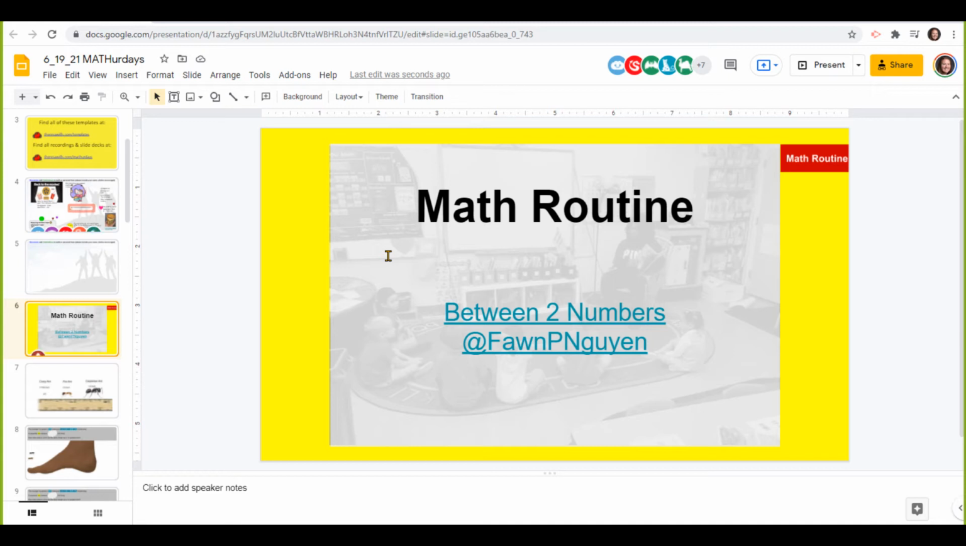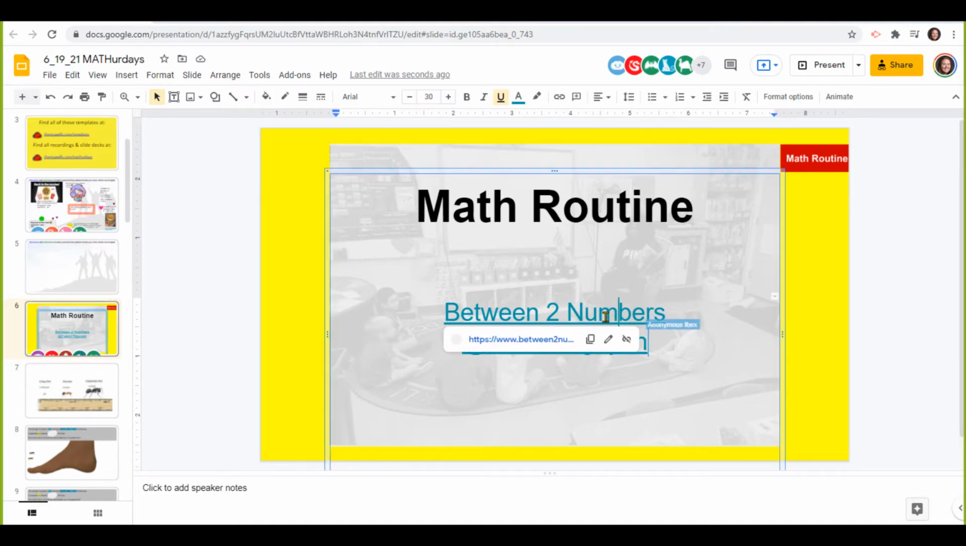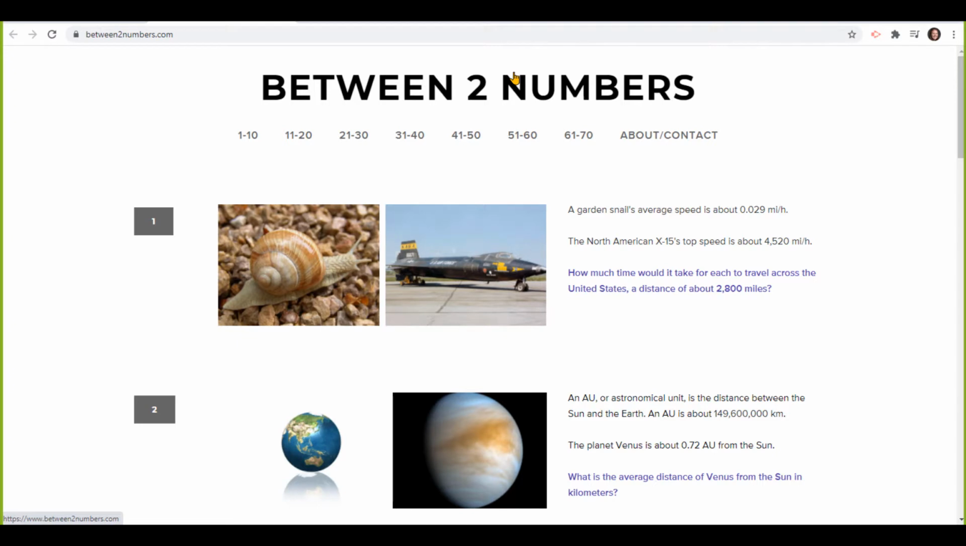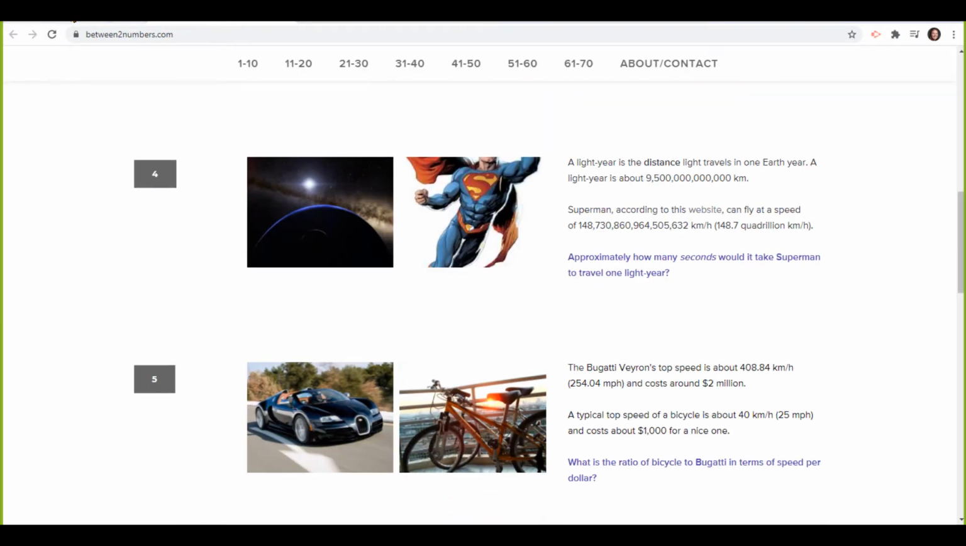This routine is one that is fairly new to me, but I'm so excited about. It's called Between Two Numbers. There's a link for you there, and on Fawn Wynn's Twitter handle if you want to follow her. And so the website already has tons of images, tons of numbers for you. That means less work for you and more thinking that the kids are going to be doing.